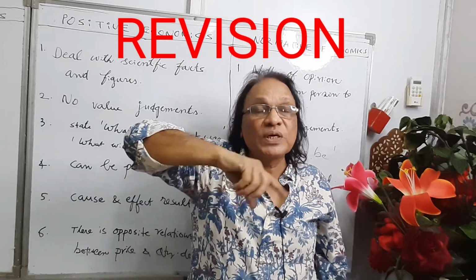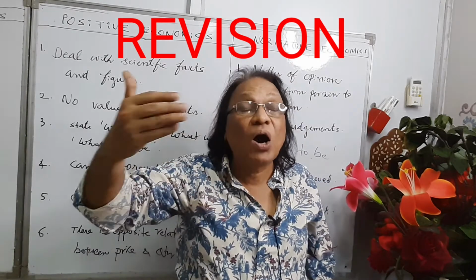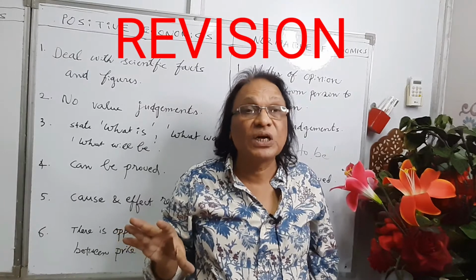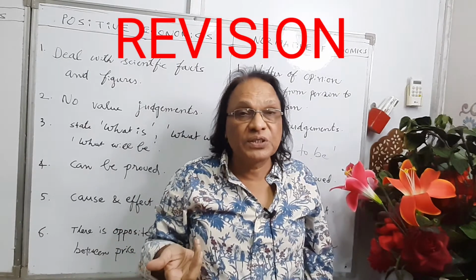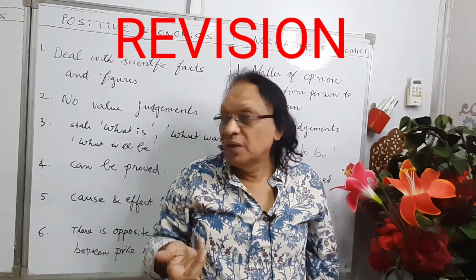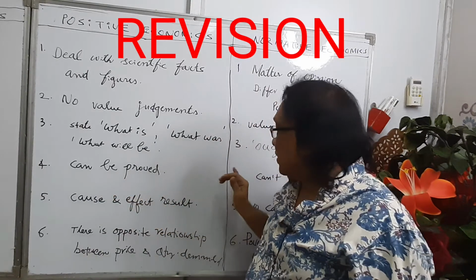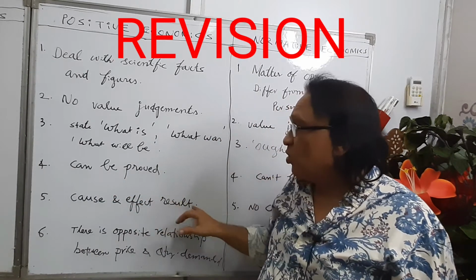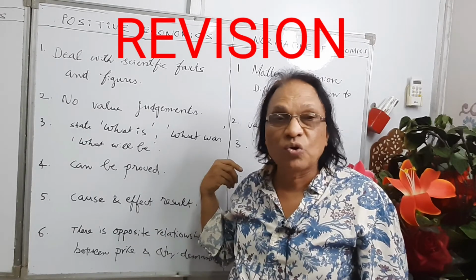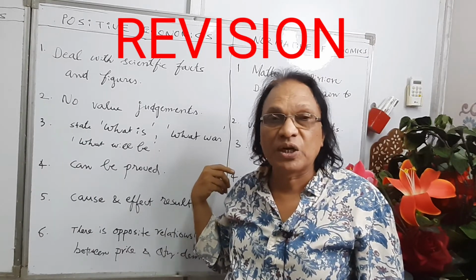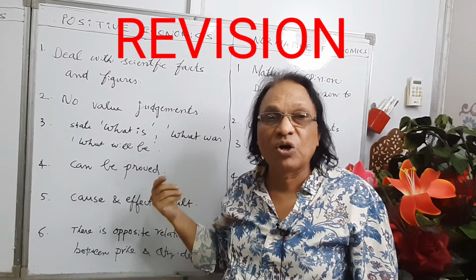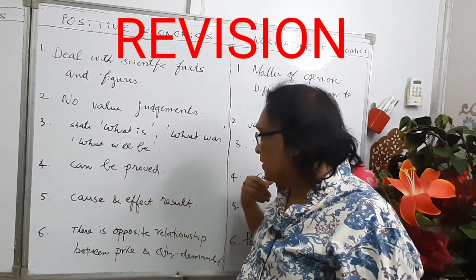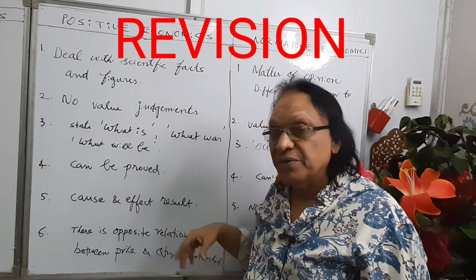What is, what was. Normative economics states what ought to be. It should have been like this. The government should have adopted this kind of policies. Positive economics can be proved, normative cannot be proved. There are cause and effect results. There is no cause and effect. Why is the demand in the economy coming down, why is it leading to unemployment in the economy? We always have cause and effect results here. There are no cause and effect results there.